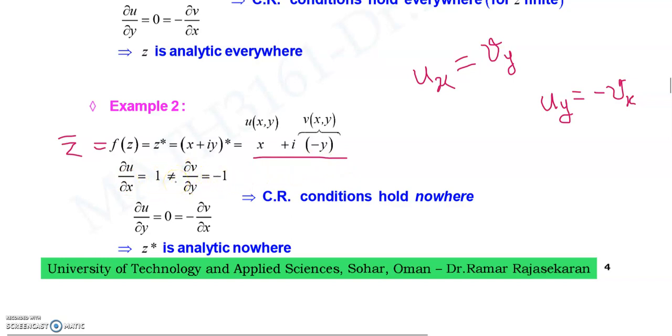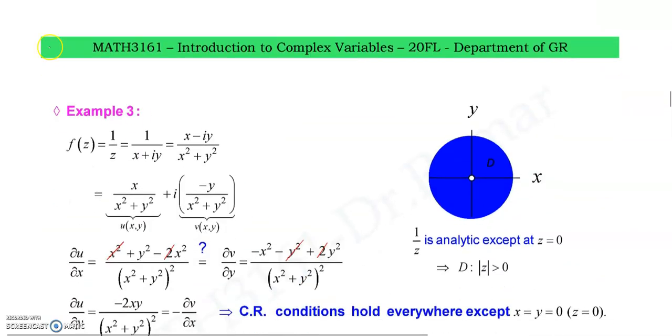You see here, this is 1, this is minus 1, both are not equal. Even if one condition fails, no need to go for another condition, but you can check for your comfort. So CR equations are not satisfied, so we can say the given function z bar or z star is analytic nowhere. It is not analytic anywhere. So that is example 2. Now you see example 3.